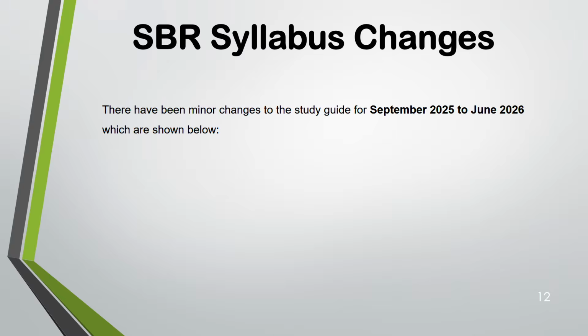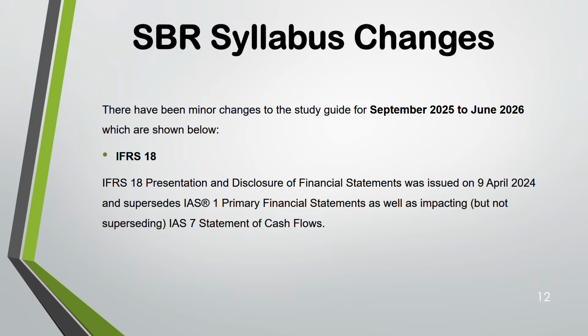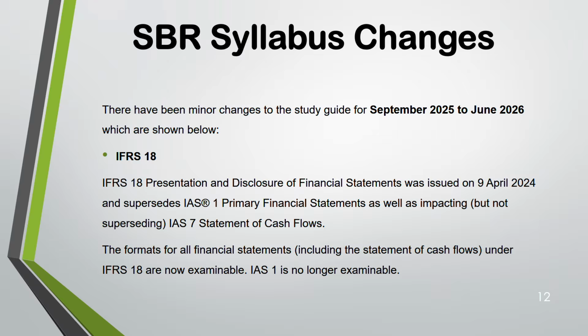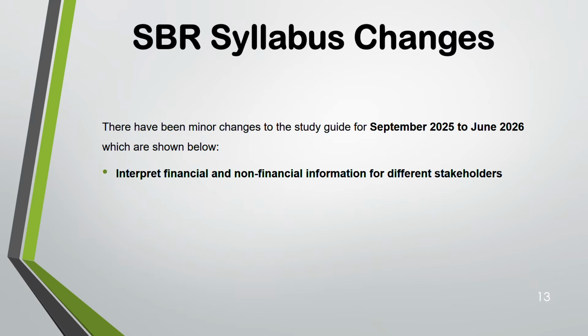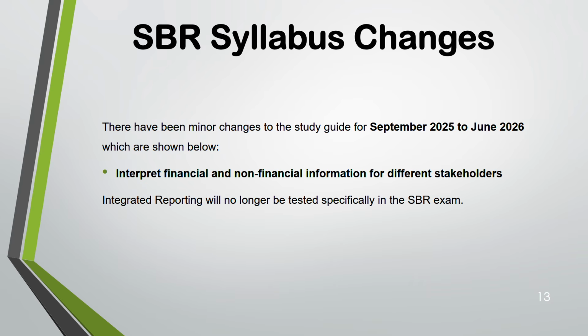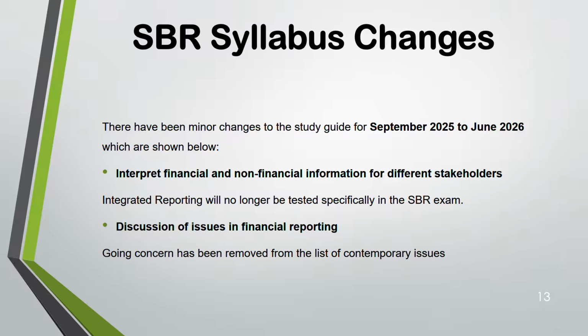So now the syllabus change is only very minor. That is from your exam September 2025 to June 2026. One is IFRS 18 has been introduced, which replaced IAS 1. So the format of all your financial statements will change. It will be following the rules of IFRS 18. IAS 1 will not be asked. Now next change is in section E, that is integrated reporting will no longer be asked in the SBR exam, so you don't have to study integrated reporting. Then in section F, financial reporting issues, going concern is removed.